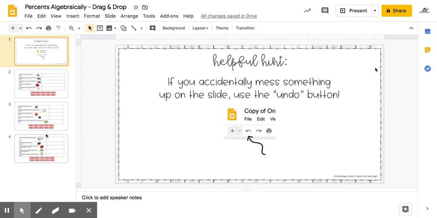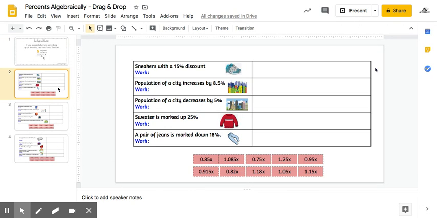So there are 3 work slides in this Google Slides. We are going to complete slide 2 together. Then you are going to complete slides 3 and 4 on your own, and then you're going to submit this to me when you are done. Okay, so let's get started. Look at slide 2.